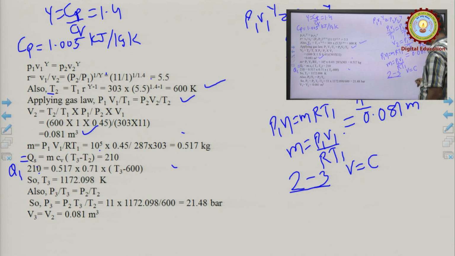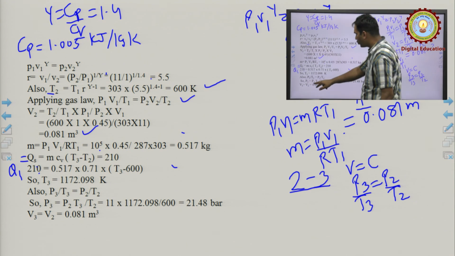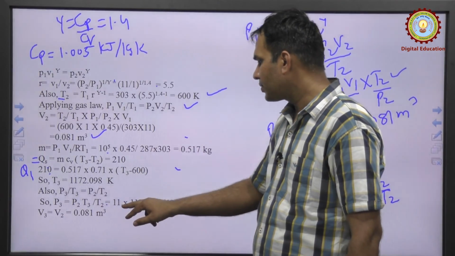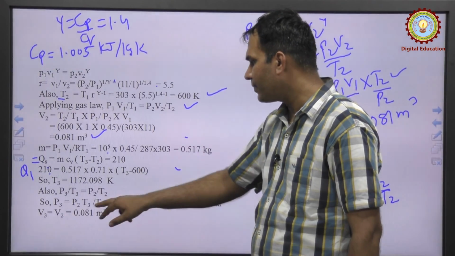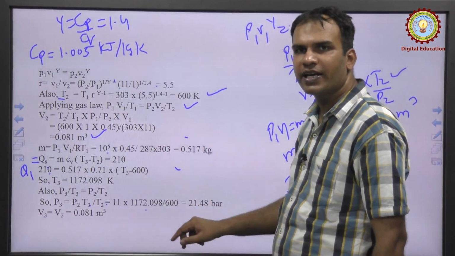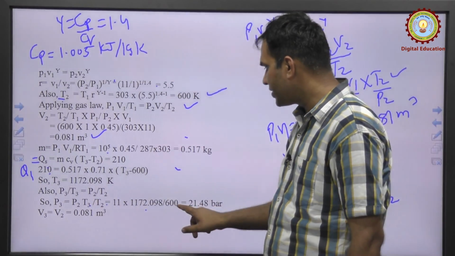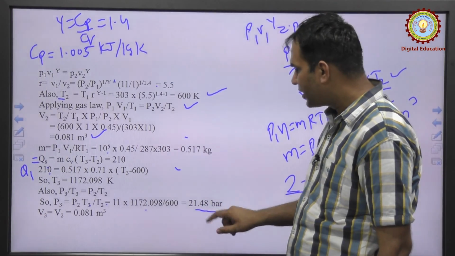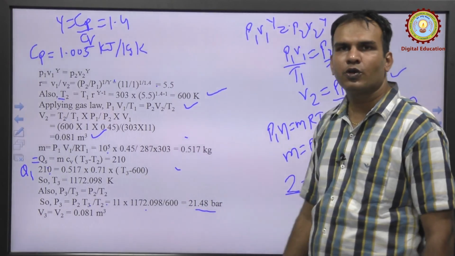For 2 to 3, we can write P3 by T3 is equal to P2 by T2. So from here P3 is equal to P2 T3 by T2. The value of P2 is 11 bar, the value of T3 we have calculated as 1172.098, and the value of T2 is 600 Kelvin. So from here we get the value of P3, which comes out to be 21.48 bar.